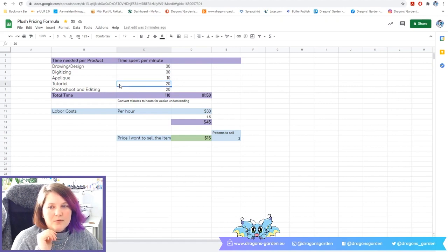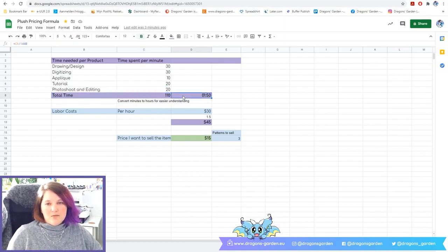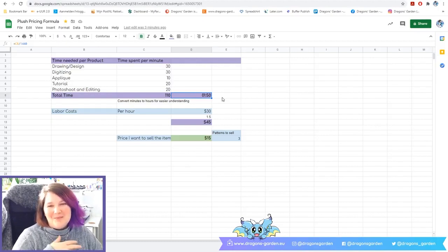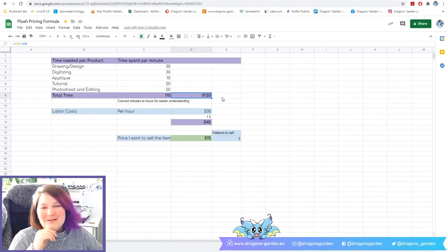Then let's say I spent 20 minutes on a tutorial, and because the tutorial needs photos and the final listing also needs photos, I need to do the photo shoot and photo editing and factor that into it, which tells me that making one pattern, if I'm really fast, takes me 1 hour 50. I wish those were the times. Normally it takes me about 8 hours or more, but for the sake of keeping the numbers low and understandable, we're going to pretend that it takes me 2 hours to make the pattern.